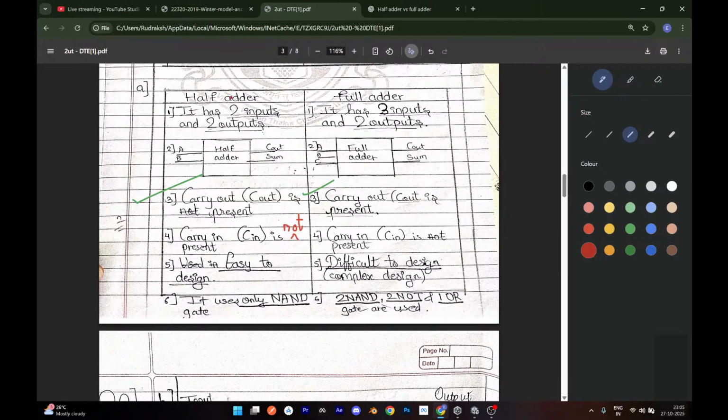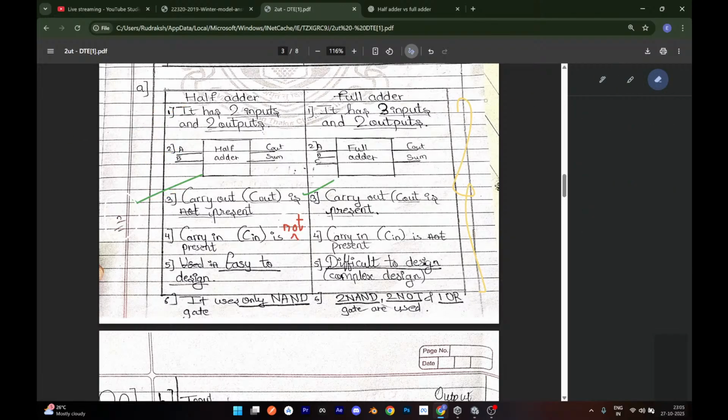Then again, a difference between half adder and full adder. Here I have written a mistake. Here it should be carry in, not present. Now, how have I got 2 marks here? Due to the 6 points which I've written. Even if 1 point is wrong, you will get approximately half of that. For example, if my 3 points are correct and one is wrong, I'll get one and a half. Okay, so that's how it works.